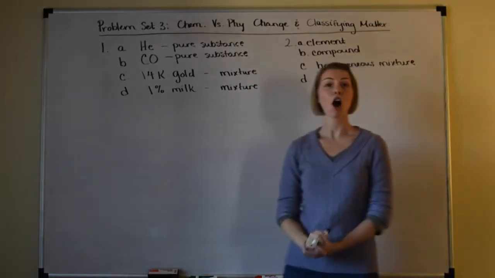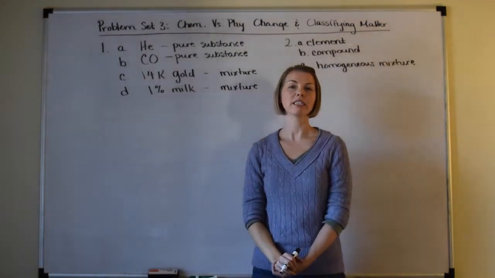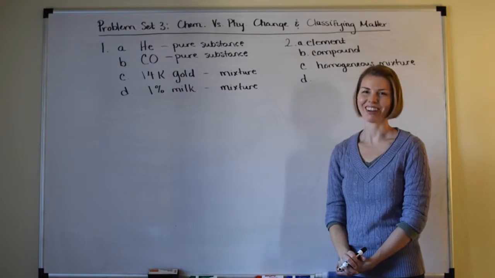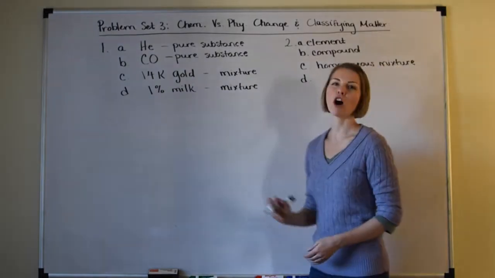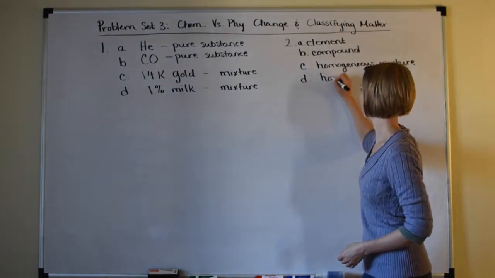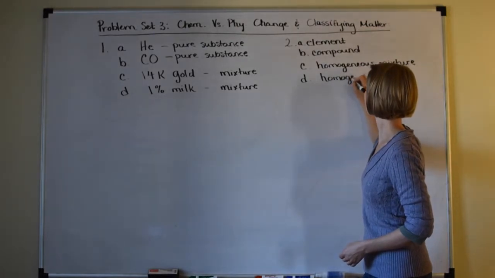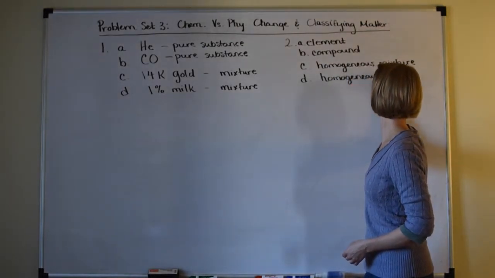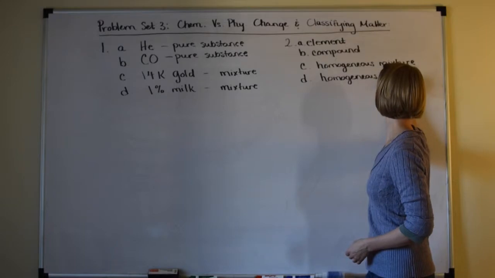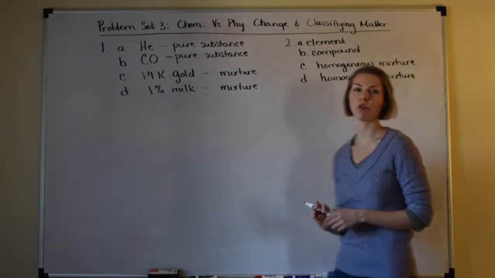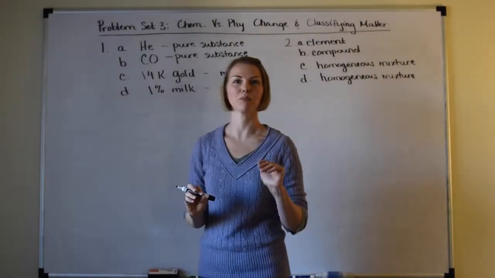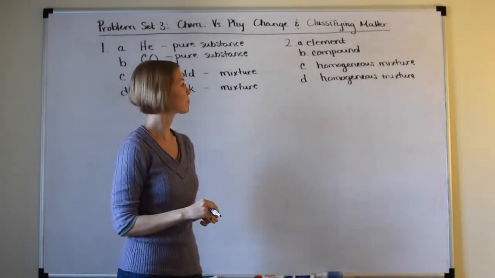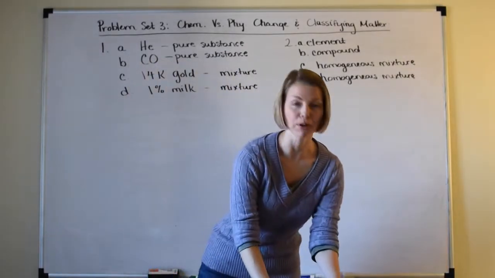D, 1% milk, definitely homogenized, right? Homogenized milk, that is a homogeneous mixture, meaning it should be uniform throughout. Your first drink of milk should be the same as your last. All right, let's go on to number 3.